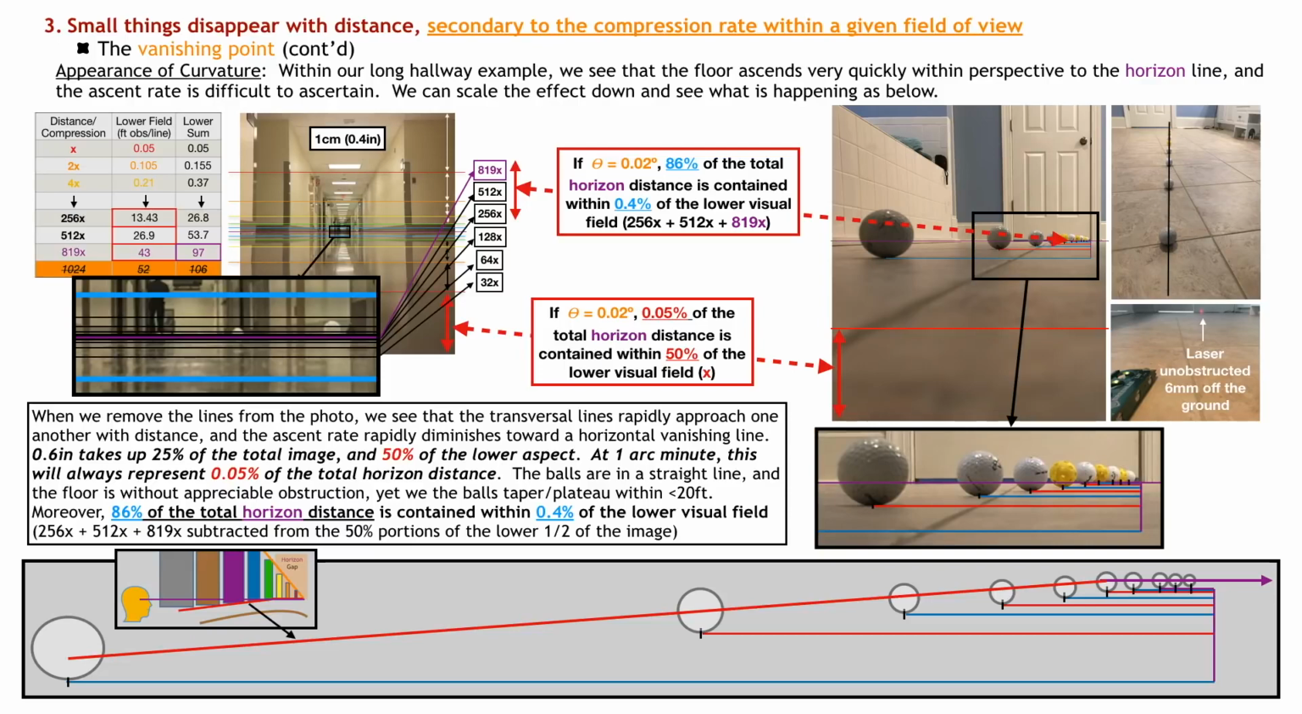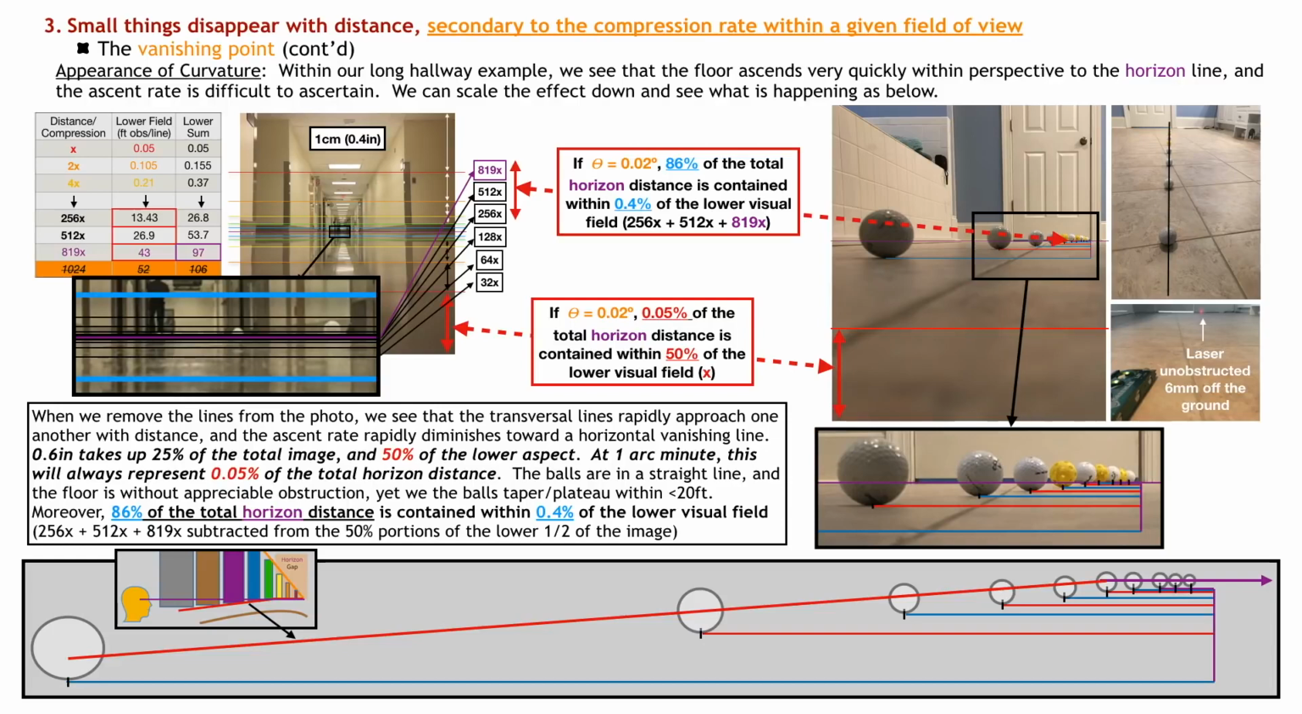Again, this is just along a short distance, but we can see how they rapidly start to encroach the apparent purple line within this field of view. So I can take those lines and I can pull them out, and we can look at them without the photo backdrop. And that's what I've done with the gray box below. And so you can see how that purple line gets encroached fairly quickly. So when we remove the lines from the photo, we see the transversal lines rapidly approach one another with distance, and the ascent rate rapidly diminishes toward a horizontal vanishing line.